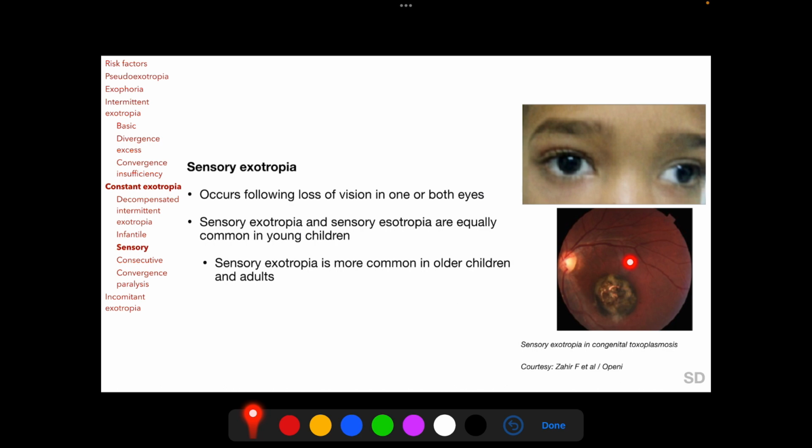These two photographs show a patient with sensory exotropia of the left eye due to loss of vision following congenital retinal toxoplasmosis. Sensory exotropia and sensory esotropia are equally common in young children, but sensory exotropia is more common than sensory esotropia in older children and adults.